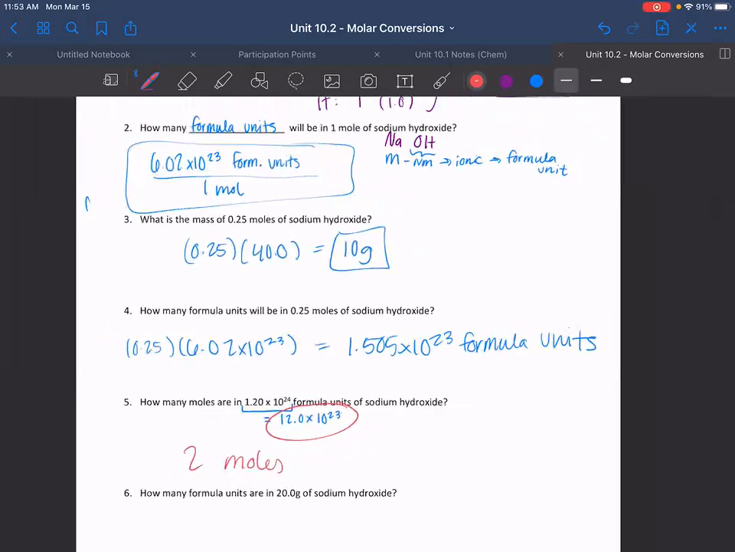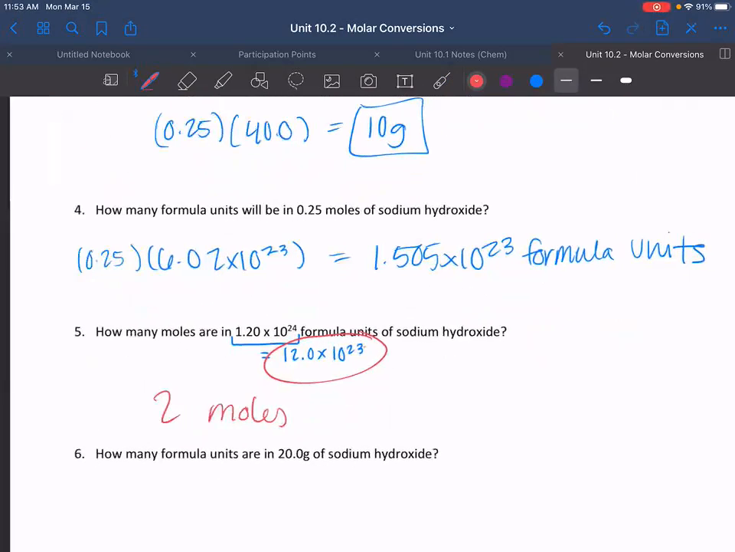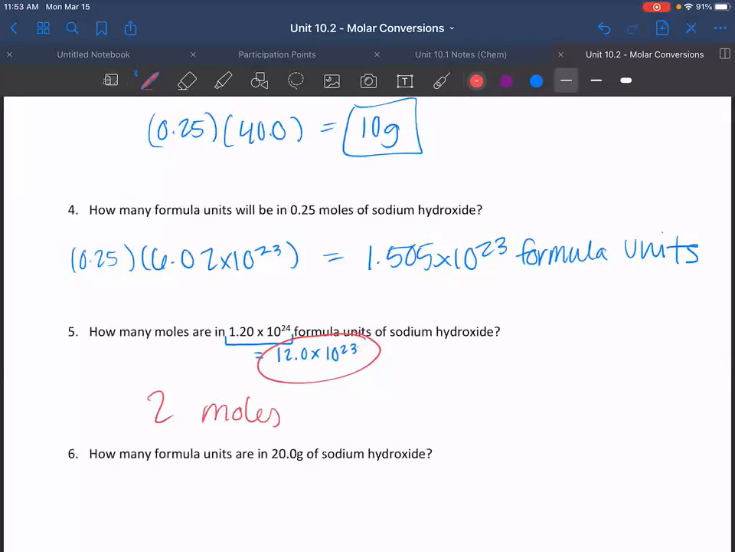Now, number 6 was a little more complicated. It's more of a 2-step process. So we need to figure out how many formula units are in 20 grams of sodium hydroxide. I will let you know, you are going to be sick of moles. Moles are at the center of everything. We don't even talk about moles here, which means probably we need to do 2 steps.